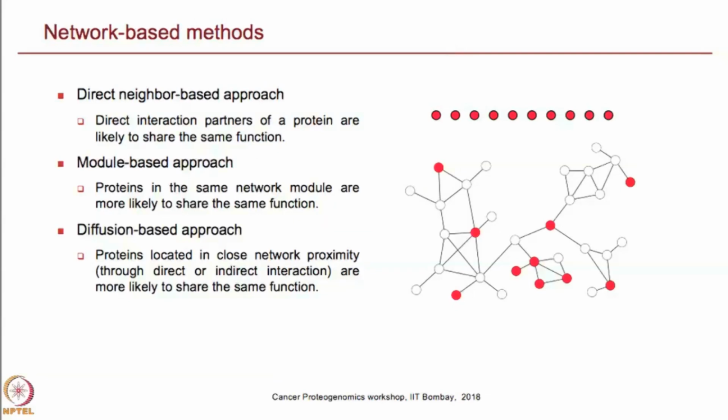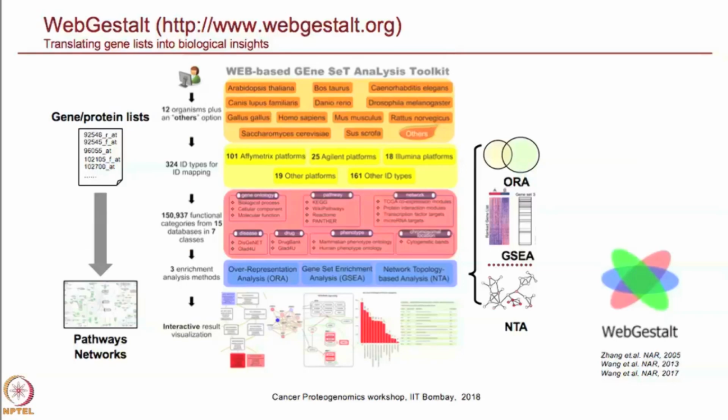So basically we talked about a few different methods, and in WebGestalt we implemented two approaches. One is the module-based approach. Basically, for each network we pre-compute the modules, and then we treat each module as a gene set, and then you can do the enrichment analysis against those predefined modules. Or you can use a diffusion-based approach, and that will allow you to do gene prioritization. So this is an overview of WebGestalt.